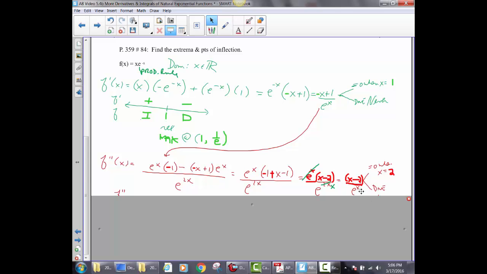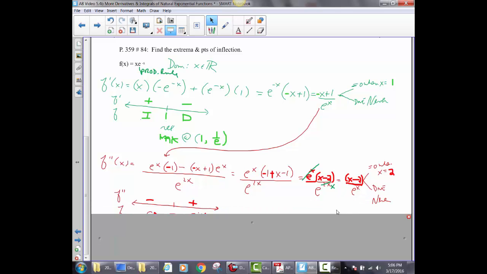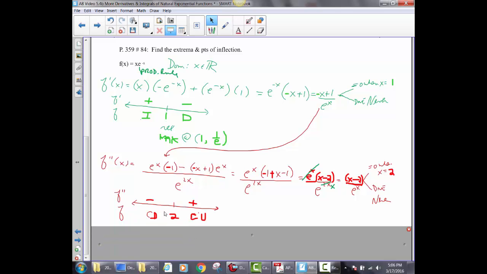When is it 0? At x equals 2. When does it not exist? It doesn't ever not exist. It's always equal to something. So I place my only critical number on my number line, which is 2. I plug in a number less than it and greater than it to see what happens to the second derivative.